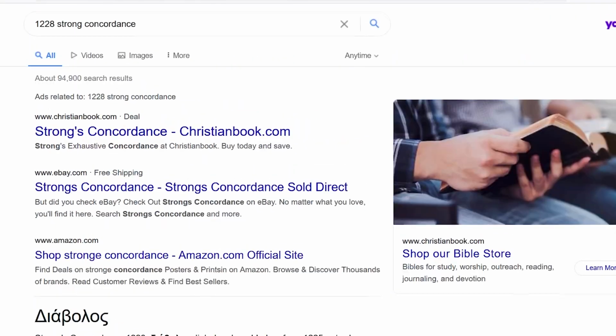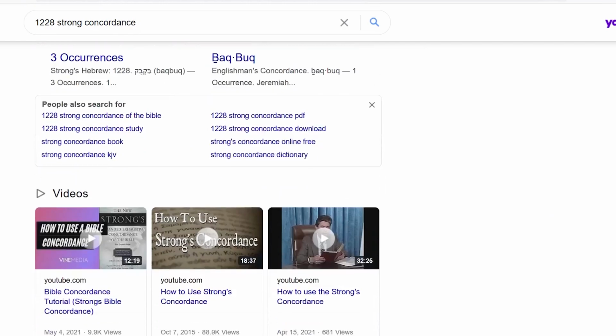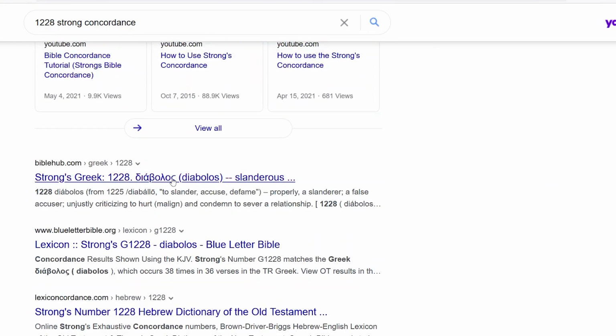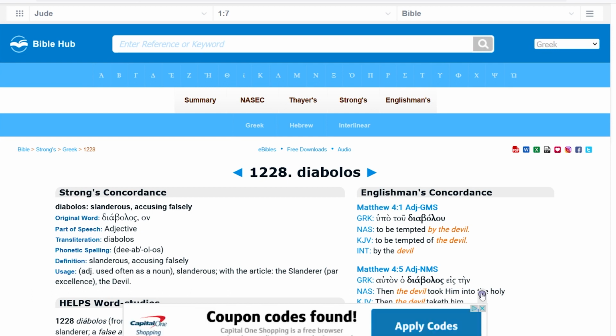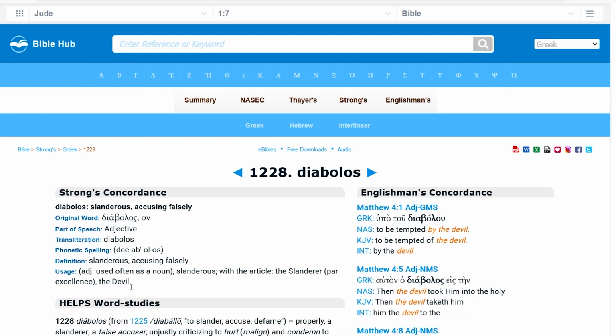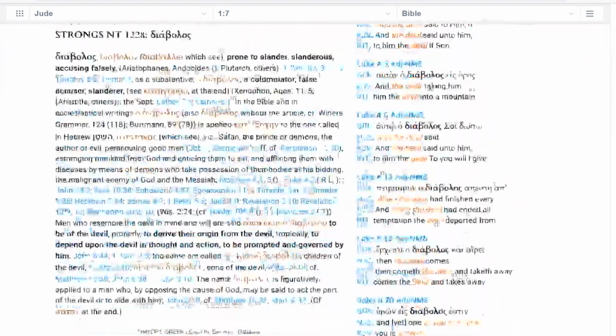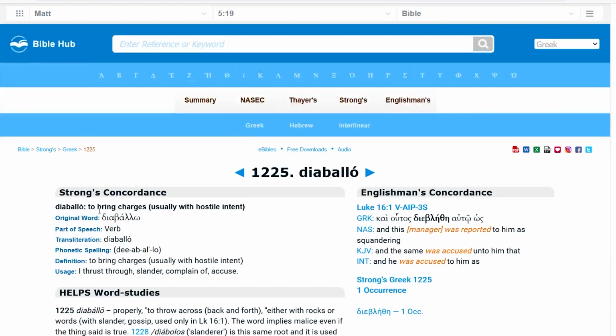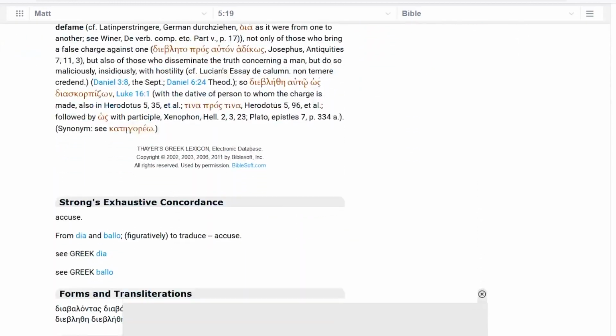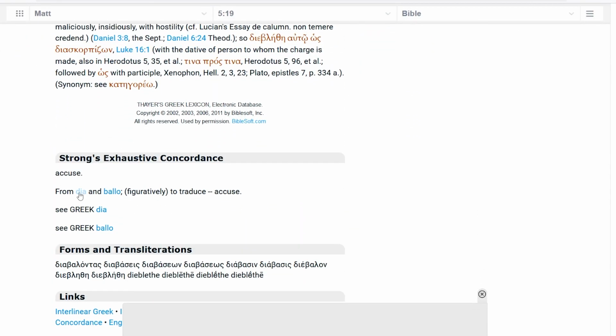Okay, and then you do Hebrew. Let's do the Greek. Look what the Greek means. This is still 1228, December 28. And so, look, the devil: slanderers, accusing falsely. Okay, and then you go to exhaustive: falser, accuser, devil, slander. Okay, let's go a little deeper. To bring charges. Yep, that's what he does.